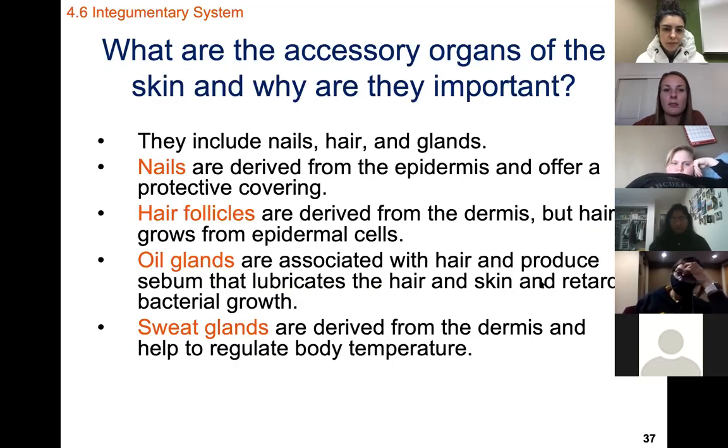All right, this next question is asking, what are the accessory organs of the skin and why are they important? Those accessory organs are nails, hair follicles, oil glands, and sweat glands. They're important for protection, but also supporting.